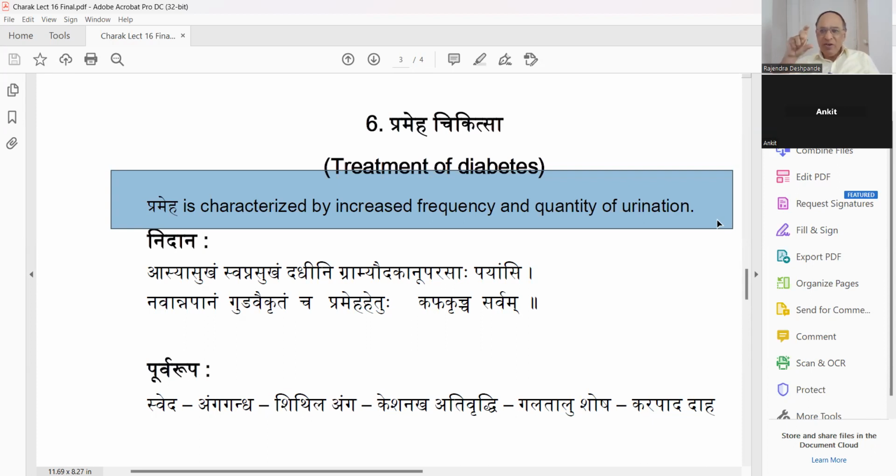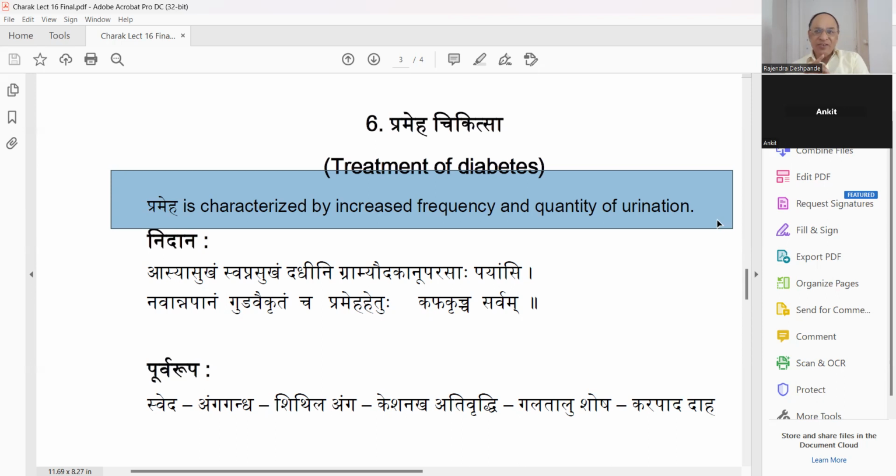75 grams of glucose is given, and after taking that sharbat, exactly after 2 hours we will have to check the blood sugar. So fasting and post glucose means fasting, and after taking glucose sharbat, exactly after 2 hours.